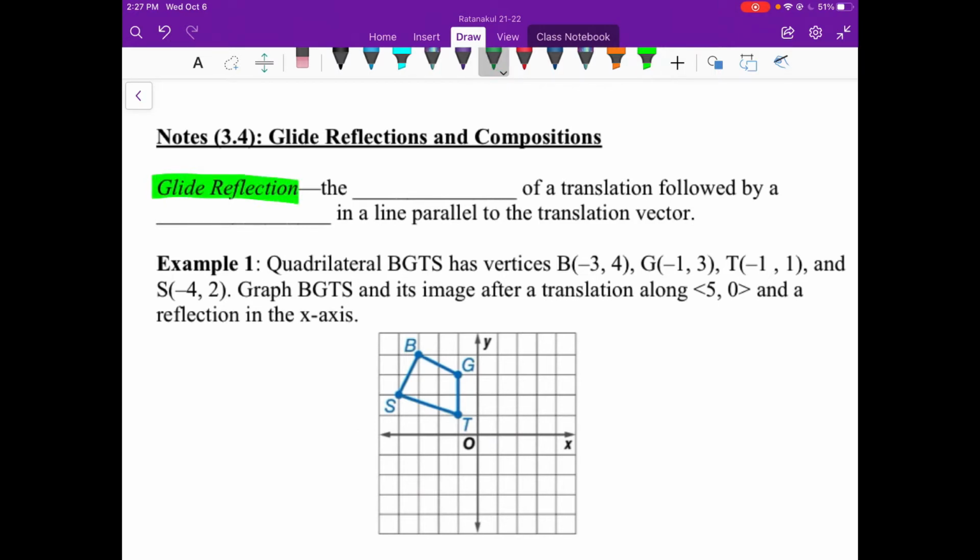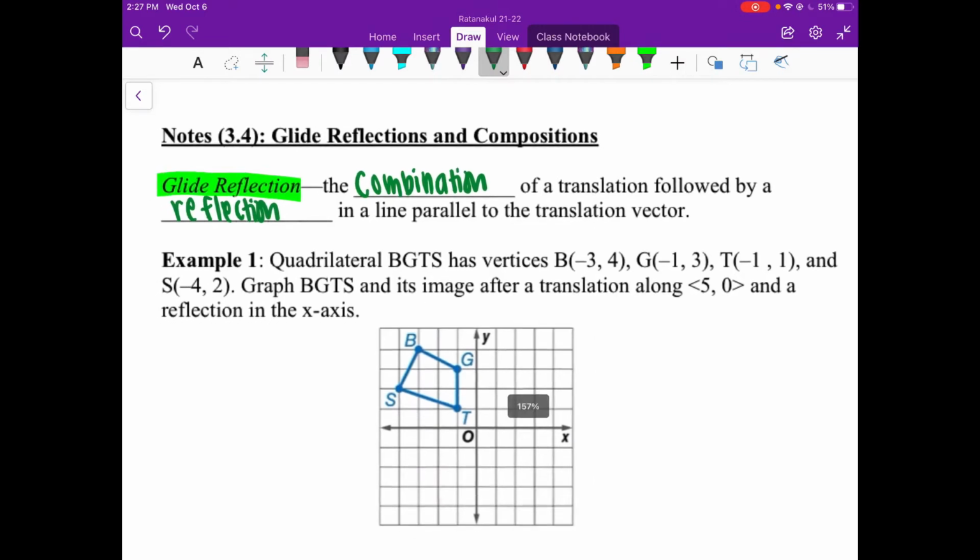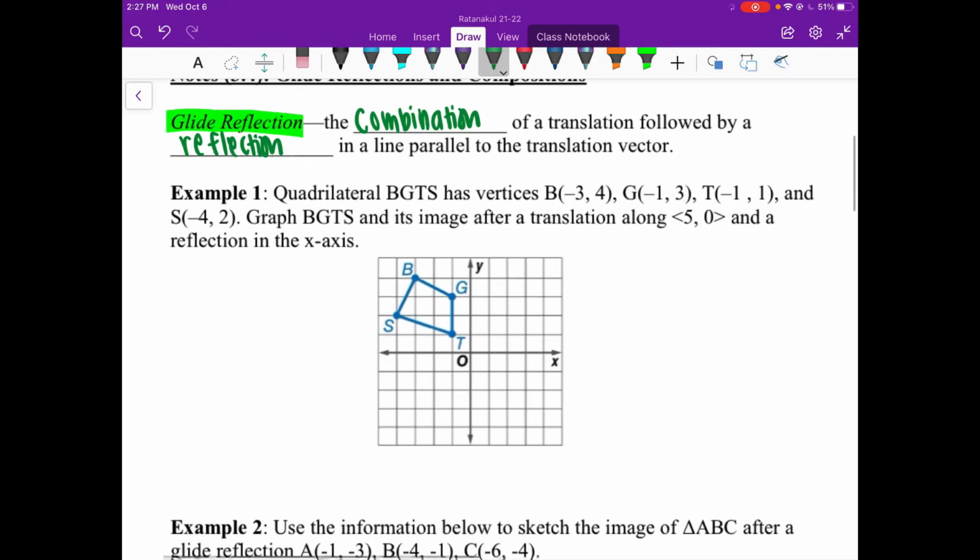So our first vocab word is a glide reflection. A glide reflection is the combination of a translation followed by a reflection in a line parallel to the translation vector. So basically we are going to do a translation of our object and then we will reflect that object that we just translated. So you should have 3 images on your actual graph.